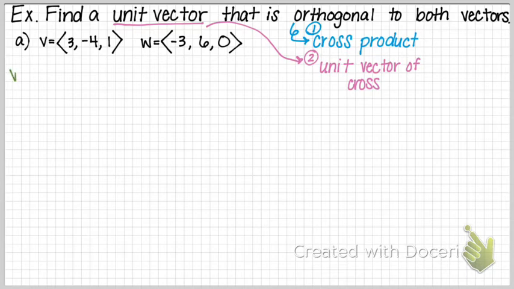So let's take V cross W. If you take W cross V, that's totally fine. Just your vector is going to be in the opposite direction as mine. Even if they're in the opposite direction, they're still going to be orthogonal to both vectors. So there's nothing to worry about. You are still right. So we're going to find that cross product.